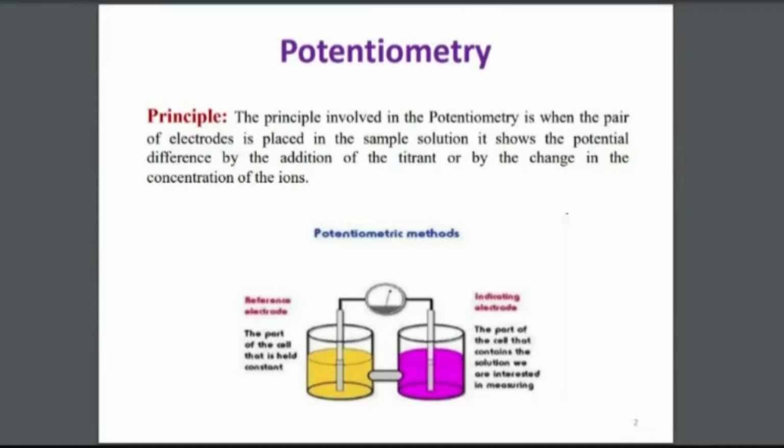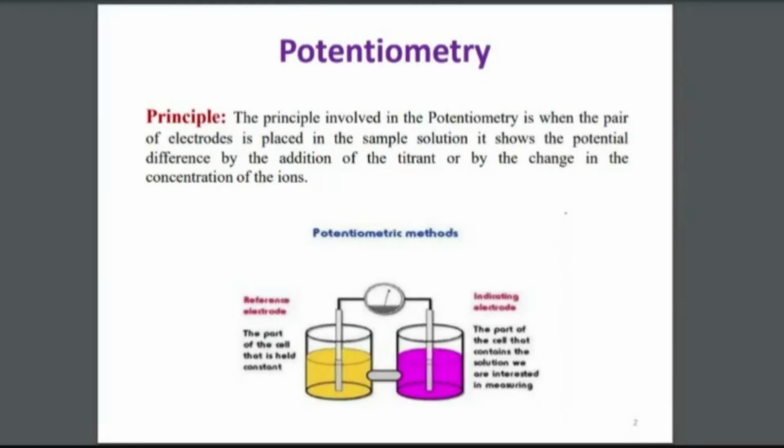For potentiometry in your syllabus, what we need to emphasize is principle, working, then ion selective electrodes and applications of potentiometry. So we will focus on that part only. There are many sub points. There are many things to be studied in potentiometry, but what I intend to do is we will focus on the things which are there in the syllabus only. Other things we will just skip from the slides.